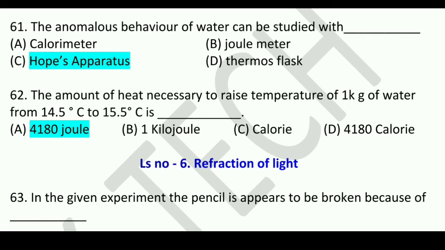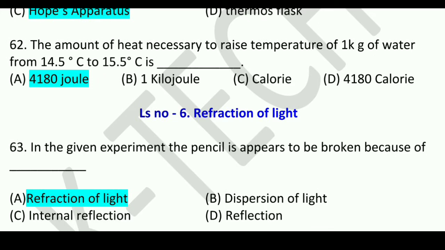The anomalous behavior of water can be studied with dash. Correct answer is with the help of Hope's apparatus. Next question. The amount of heat necessary to raise the temperature of 1 kg of water from 14.5 degrees Celsius to 15.5 degrees Celsius is 4180 joule.